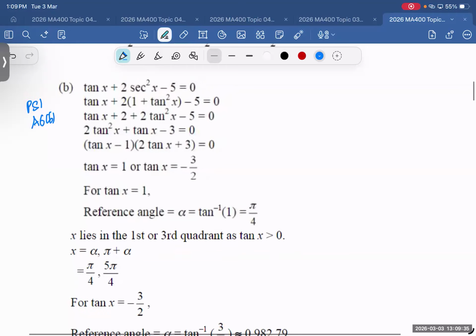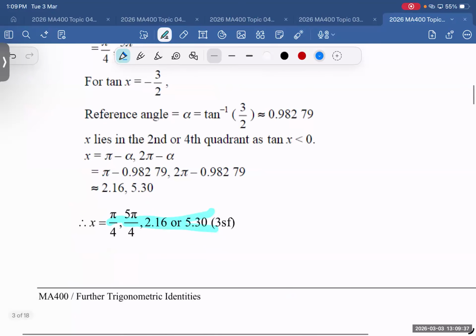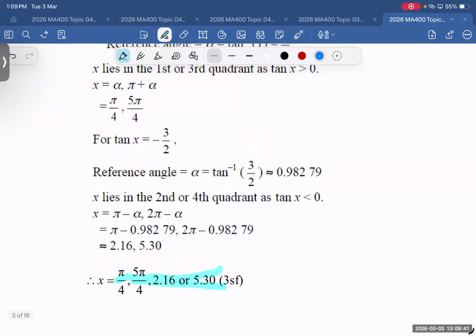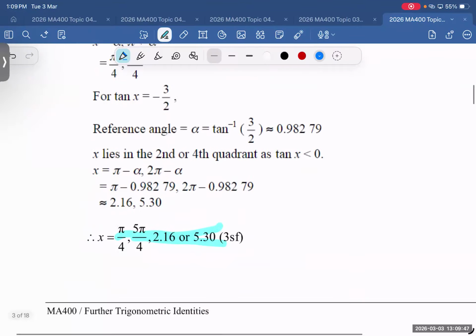Okay, now I just pause a while. Don't need to copy everything, just the key steps. Finding the basic angle, quadrant.